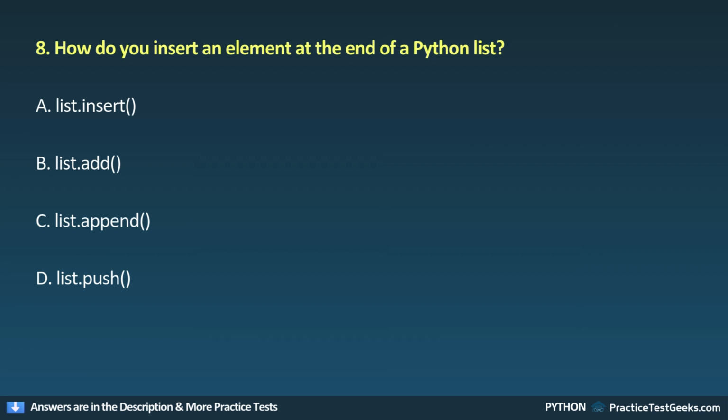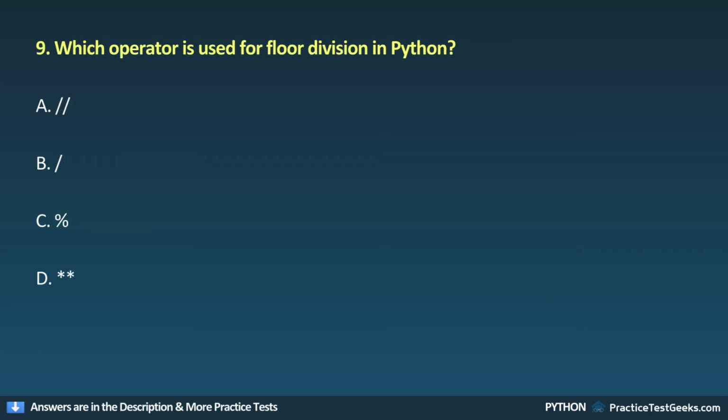A. list.insert. B. list.add. C. list.append. D. list.push. 9. Which operator is used for floor division in Python? A. double slash. B. a slash. C. percent. D. double asterisk. 10.